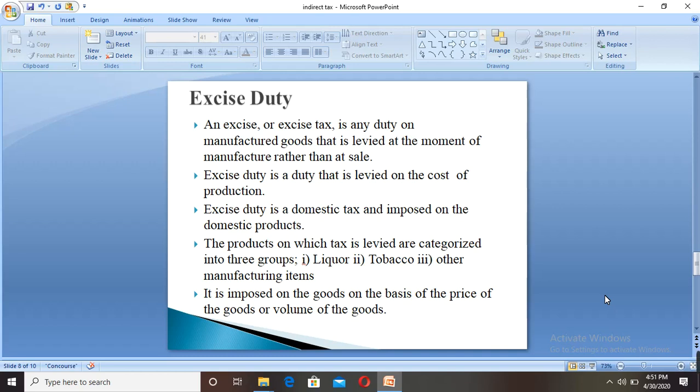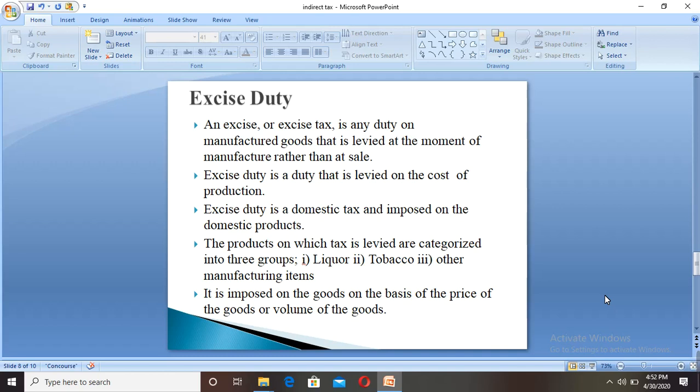So excise duty in the context of Nepal is levied on three groups: liquor, tobacco, and other manufacturing items. I am particularly focusing only on the context of Nepal. So, excise duty in the context of Nepal is imposed or levied on three particular items. One item is liquor, that includes soft drinks, hard drinks, tobacco, and other manufacturing items. It is imposed on the goods on the basis of the price of the goods or the volume of the goods.